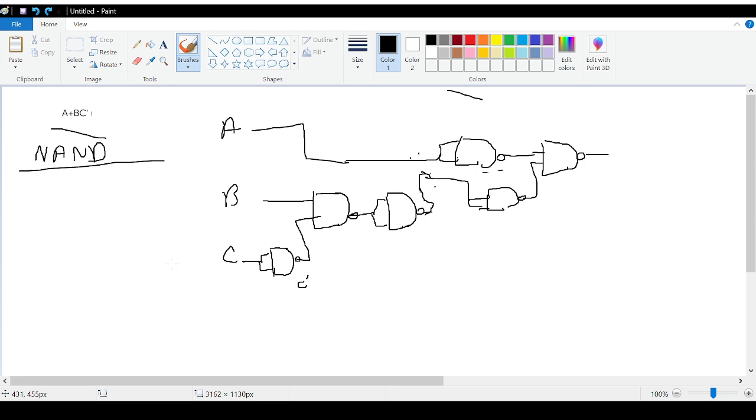Now as your homework, you need to do the same thing using NOR gates. First try creating the OR gate, NAND gate, NOR and AND gate using only NOR, and then try to construct this circuit using only NOR. That's your homework.